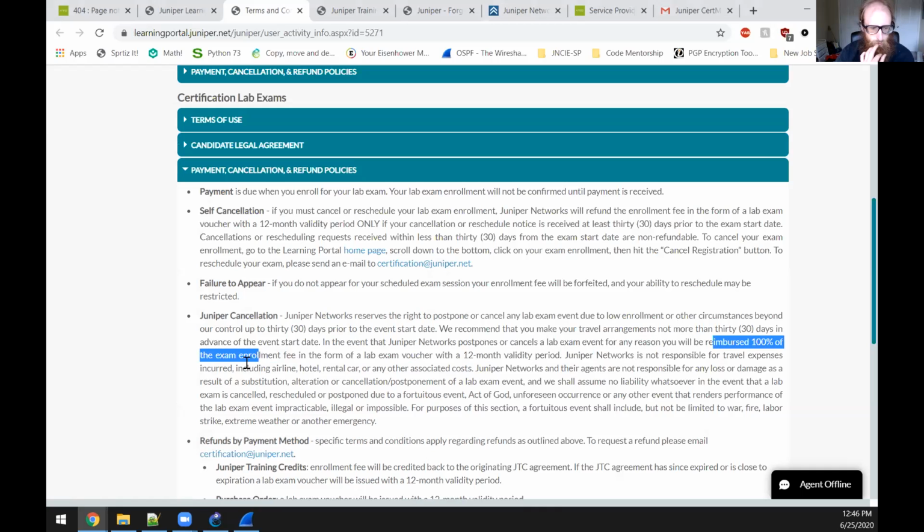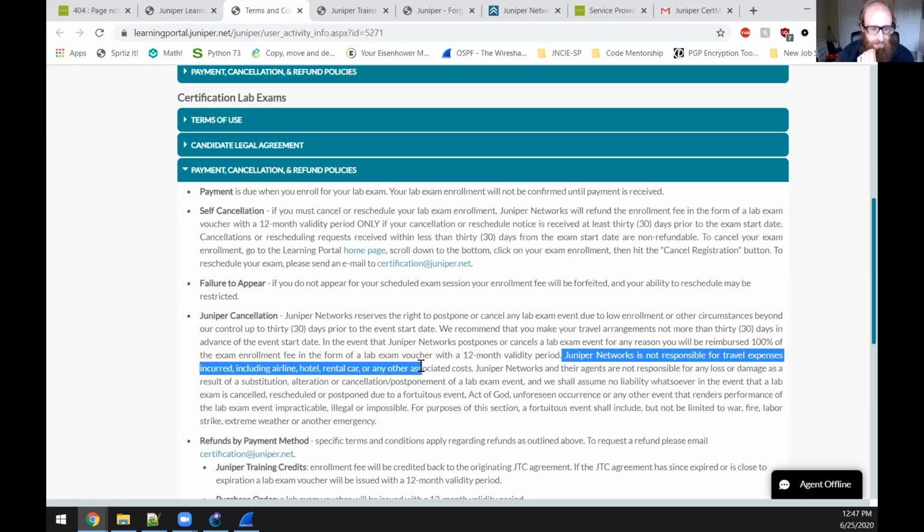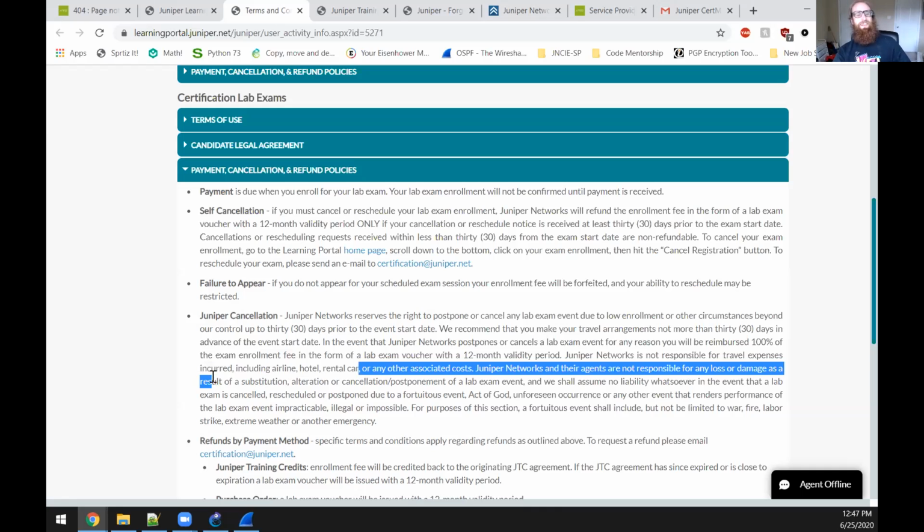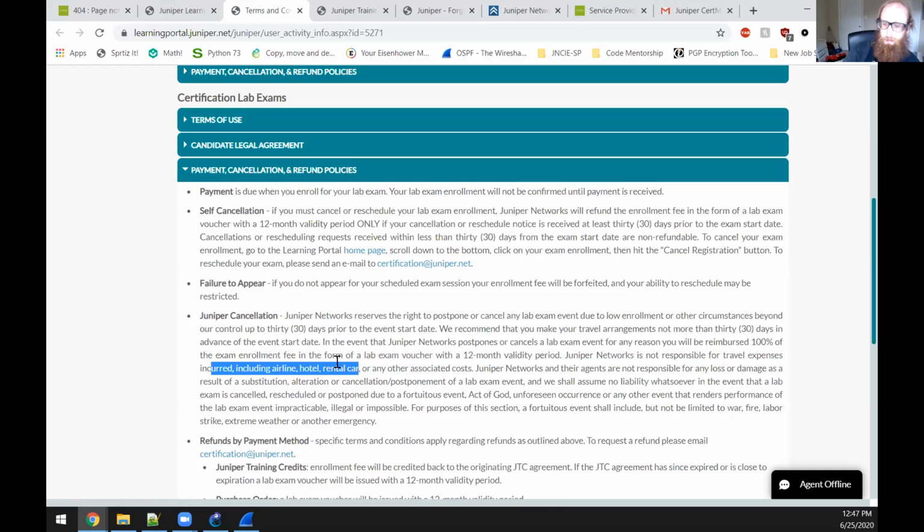Okay, you will be reimbursed 100% of your exam enrollment fee. Ooh, in the form of a lab voucher with a 12-month validity period. Ouch. Okay, well, whatever. Just take it at a different time then. And then, of course, they're not responsible for travel expenses, which is going to be a ton. Airline, hotel, rental car, they know exactly what you need, and they know that they're not paying for that if something happens. Oh man, this is crazy.